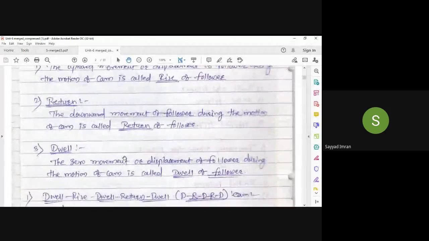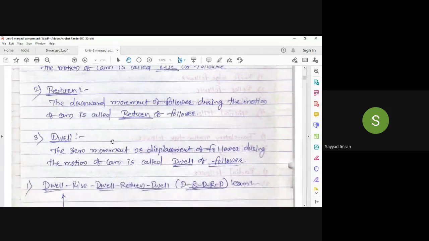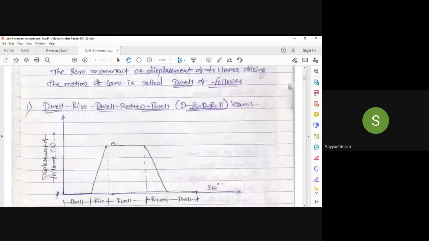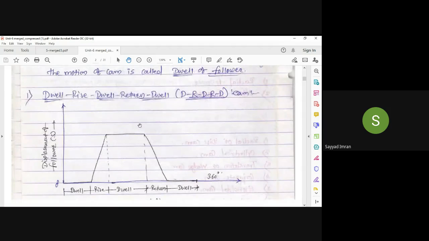And what is meant by dwell? Dwell is nothing but zero movement of the follower. There is no movement. So zero movement or displacement of the follower during the motion of cam is called dwell of the follower. Understood? So here, with the help of this graph, you can again find what a DRDRD cam is: dwell, rise, dwell, return, dwell.